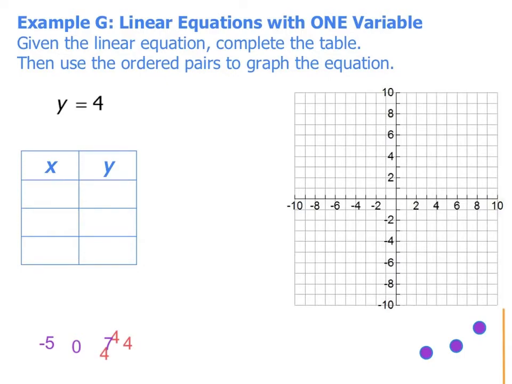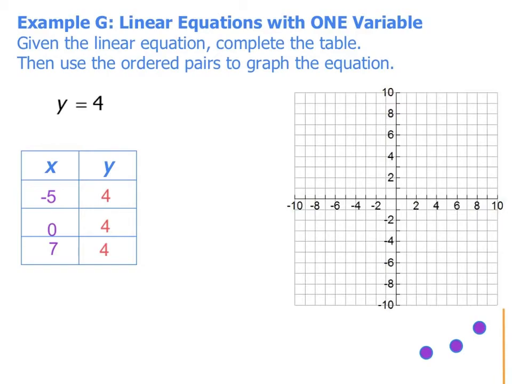We know no matter what we pick for our x, y is always going to equal 4. So I'm going to put a 4 for y every single time because I know no matter what, y equals 4. It doesn't matter what x's I pick because in this case, y is always going to equal 4. If I put x as negative 5, y still equals 4. If I put x as 0, y still equals 4. If I put x as 7, y still equals 4. If I put x as negative 45 billion, y still equals 4.